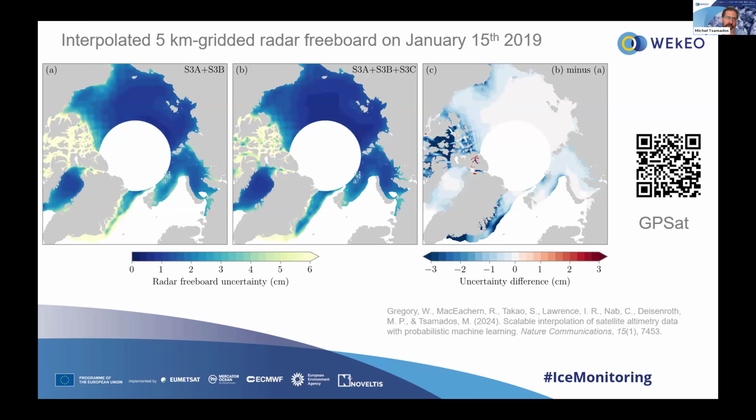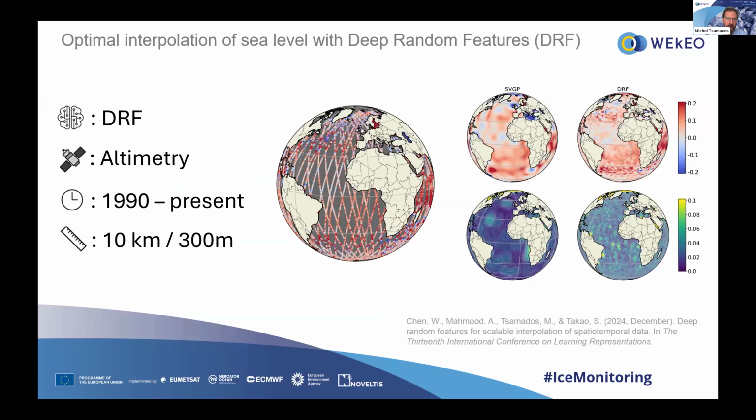And we found that the uncertainty when you add the third satellite is reduced. The map is, as you can see, getting bluer a little bit everywhere. So this shows to you that the synergy of satellites can also help you improve more and more the quality of your retrievals when it comes to sea ice thickness. So you can find out more about this in our paper last year in Nature Communications, and on the software, the algorithm is open source, GPSat, check it out.